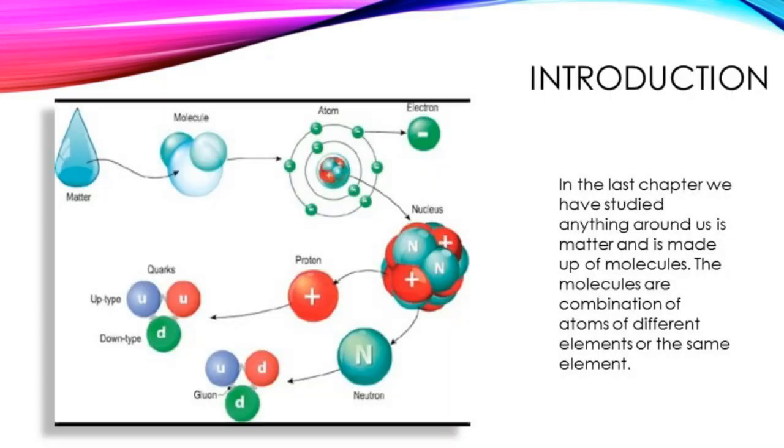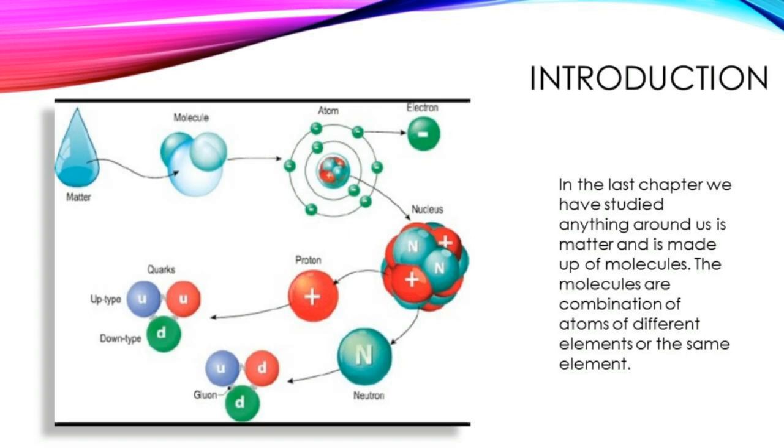Introduction. Students, in the last chapter we have studied that anything around us is matter and is made up of molecules. The molecules are a combination of atoms of different elements or the same element. And inside the atoms we have three particles. They are proton, neutron and electron. The protons and neutrons are there in the nucleus. The electrons are revolving around the nucleus.